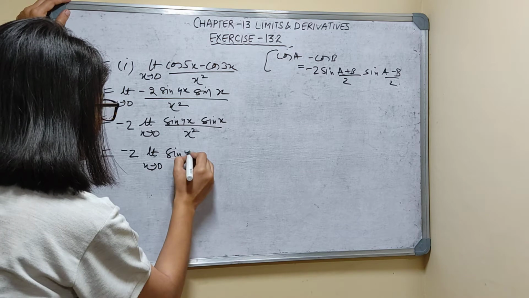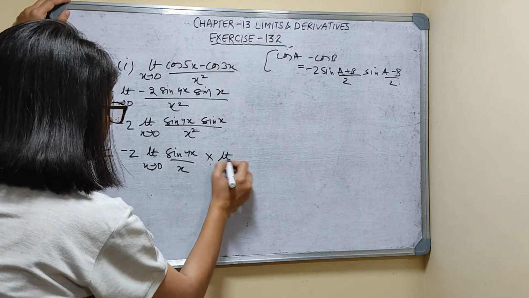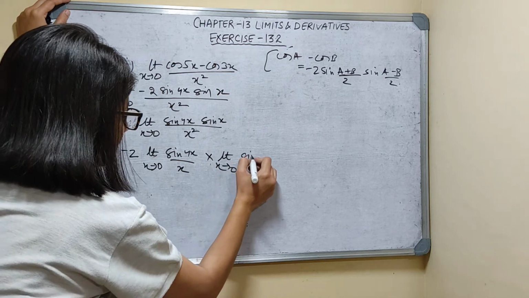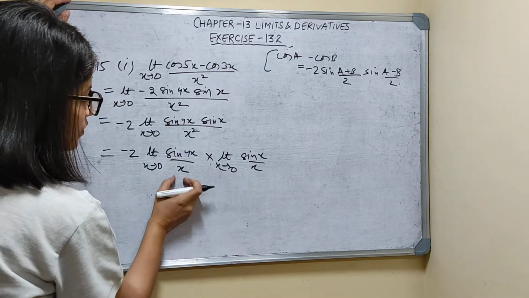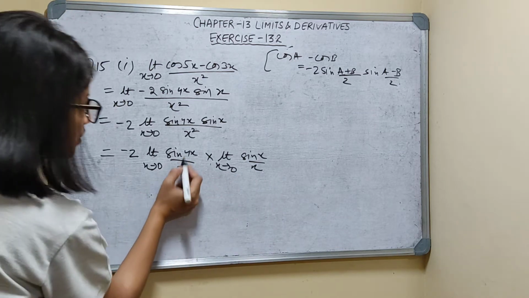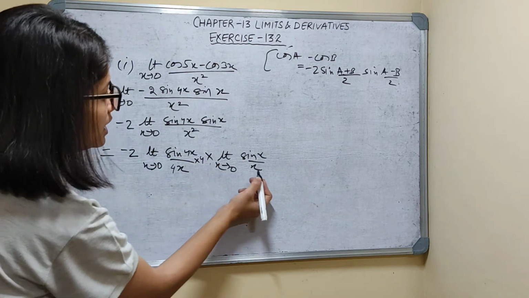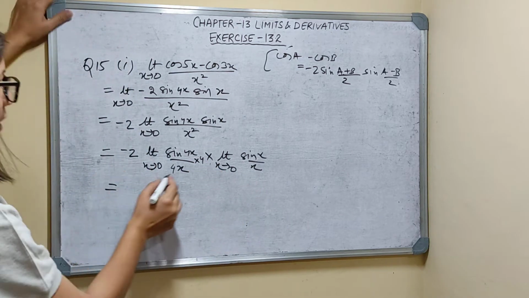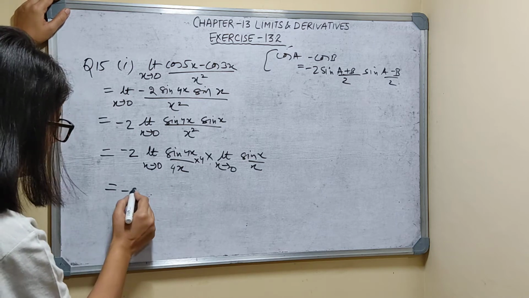I can write this as limit x tends to 0 of sin 4x upon x, into limit x tends to 0 of sin x upon x. X square I am writing as x into x, so one x I am using here and one x I am using here. So here I have to make the formula 4x, so 4 multiplied with 4. Here it is the same. So this 4 will come out. So minus 2 into 4, that is minus 8.